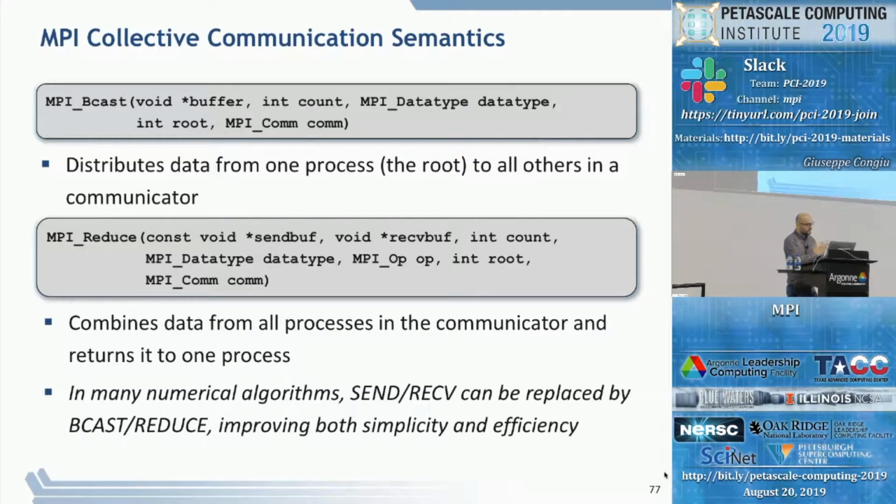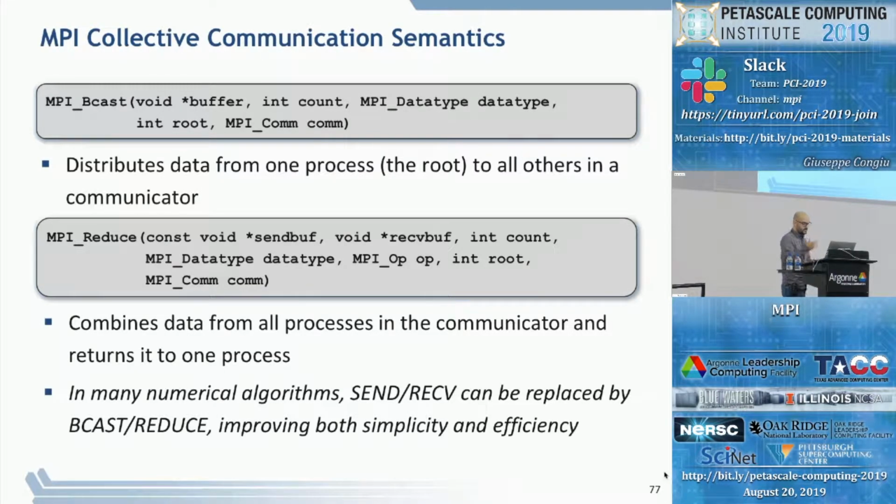So why are collective operations important? These are important because sometimes they naturally match the semantics of algorithms. You may have an algorithm that does some distributed computation among the processes in your application, and then at the end you have to reduce the result into one process to print it or to write it to a disk, to a file or whatever.